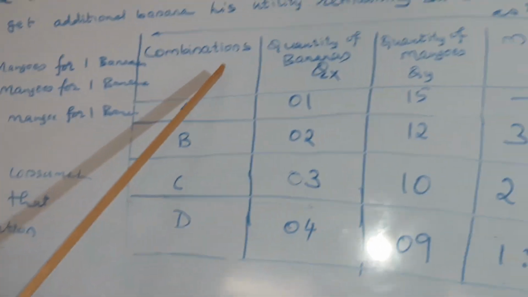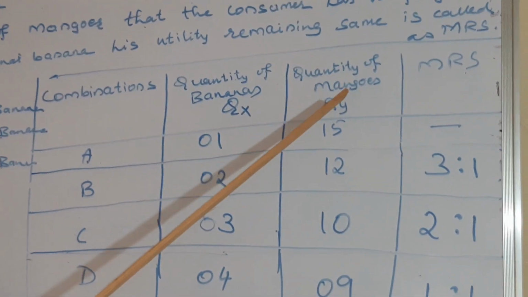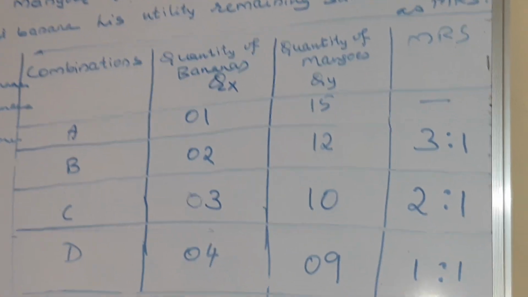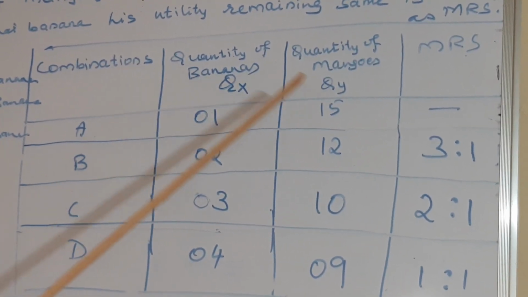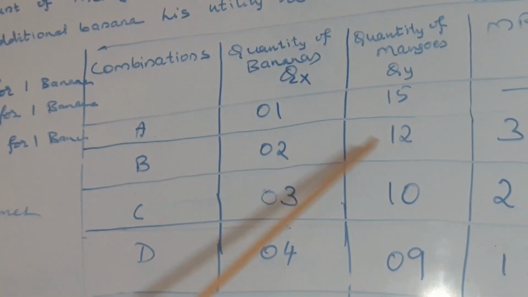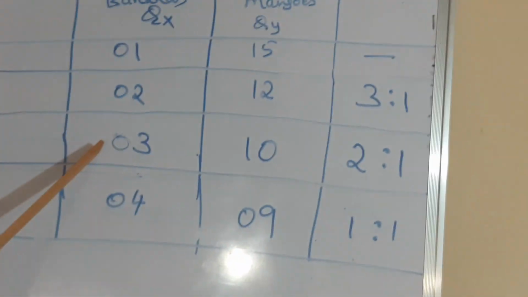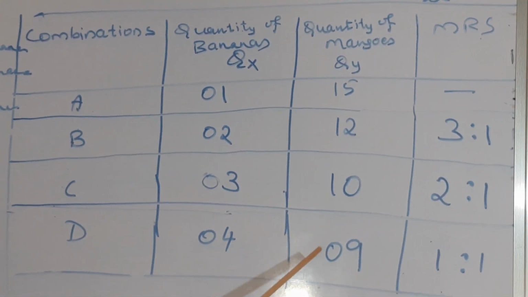So in the table there are 4 columns, that is the combination, the quantity of bananas QX, the quantity of mangoes QY, and the MRS. So there are 4 combinations. Combination A, which contains 1 unit of banana and 15 units of mangoes. Combination B, 2 units of bananas, 12 units of mangoes. Combination C, 3 units of banana, 10 units of mangoes. Combination D, 4 units of banana and 9 units of mango.